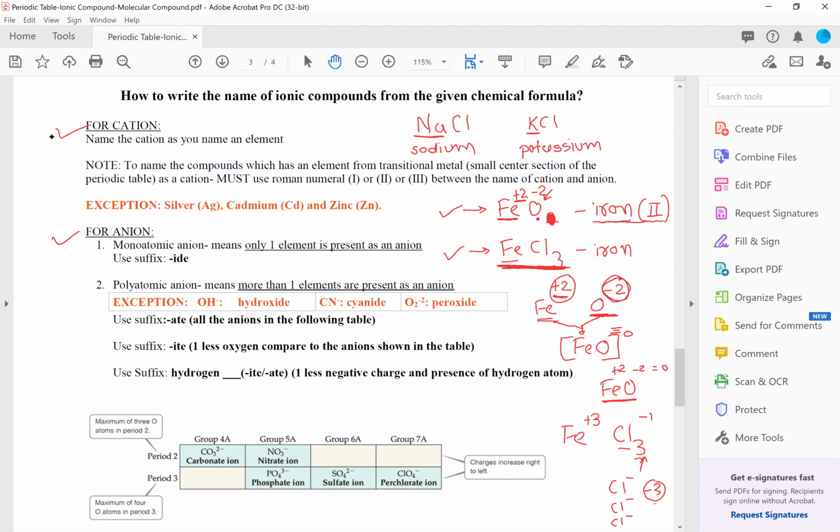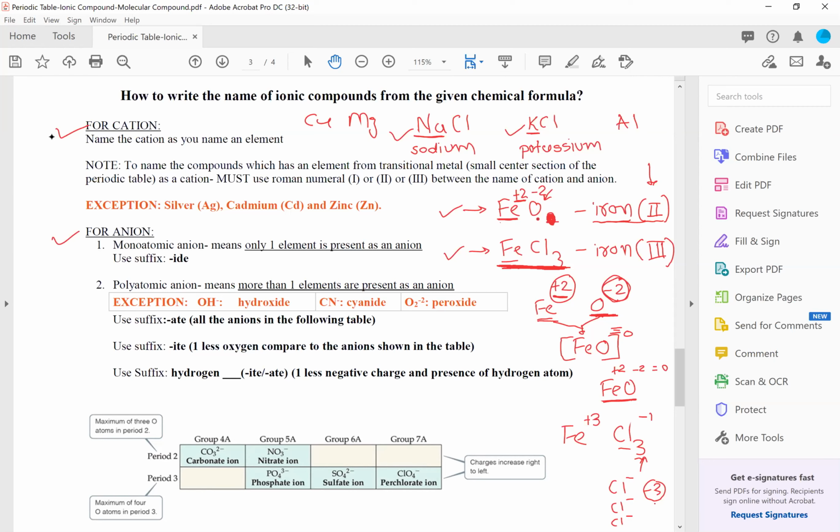So when we write the name of FeCl3, we must write iron in parentheses Roman numeral 3. The only time we write the Roman numeral is for metals that can have more than one possible charge. We do not write Roman numerals for sodium or potassium or aluminum or calcium or magnesium. The reason is they are always going to carry just one charge, either +1 or +2 or +3. You get it? Yes, sir.